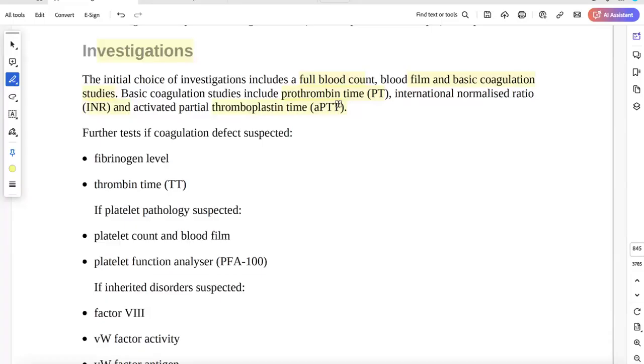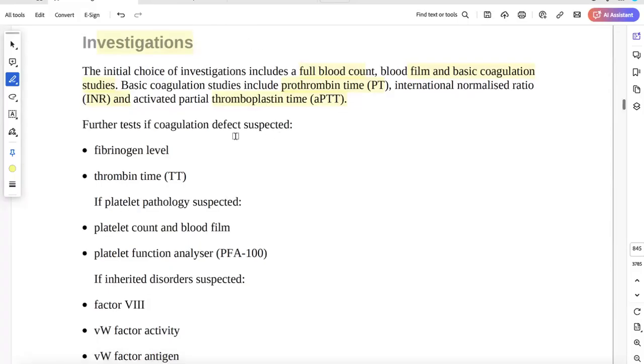So factor 7 is mainly the one with extrinsic. Factors 8, 9, 11, 12, that's the intrinsic. Just remember up to this, we will come to that. It will come in handy later on. So basically these two tests, PT and APTT, look at how the clot is forming and how much time it is taking. The PT will look at how the extrinsic factors are working, and APTT will look at how the intrinsic clotting factors are working. That's the easiest way to say it.